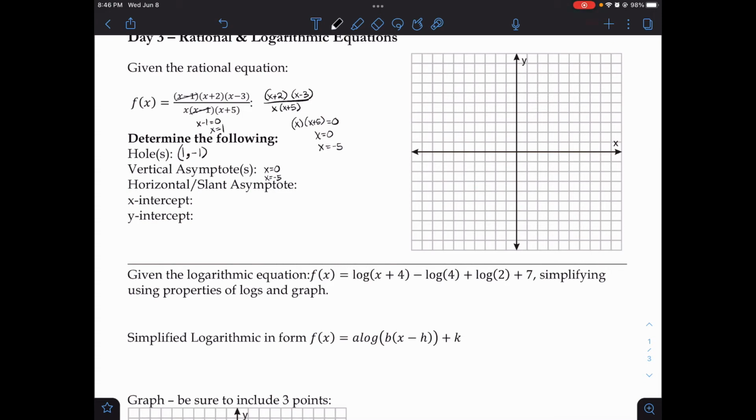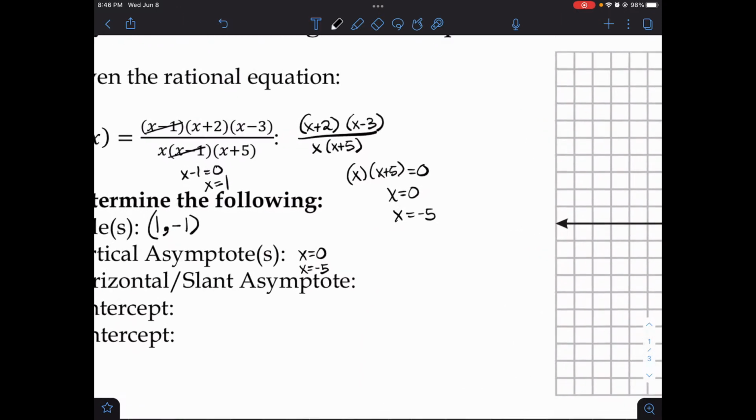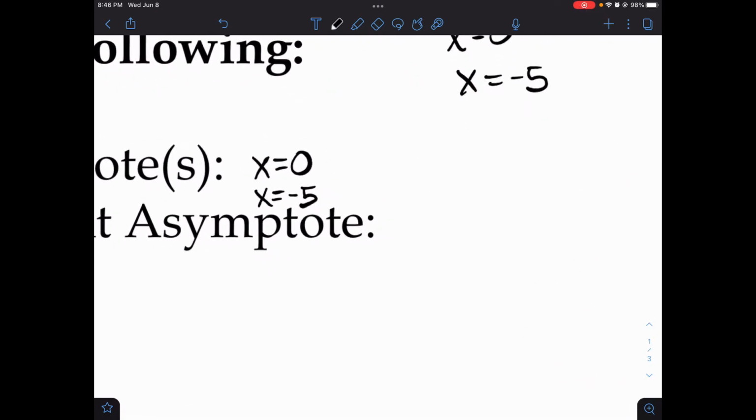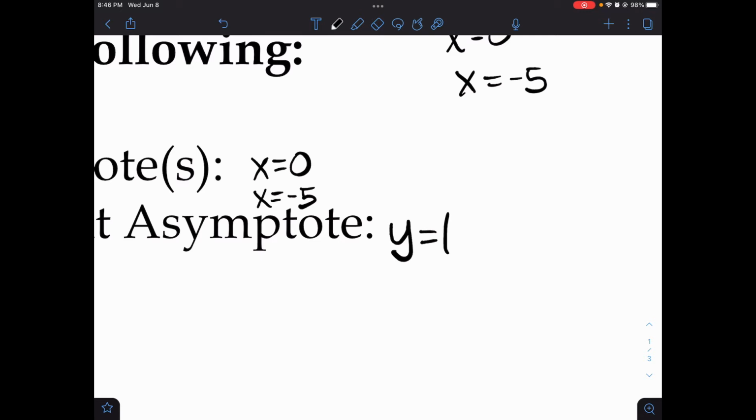Now to find the horizontal asymptote, there are several different ways, but in this particular case, since the degrees on the top and the bottom are the same, we're just going to take the leading coefficients of both, the top and the bottom, and divide them by each other. So since they're both 1, our horizontal asymptote lies on y is equal to 1.